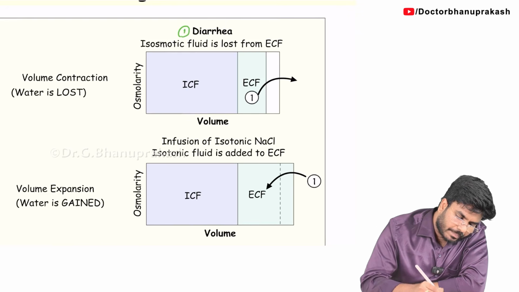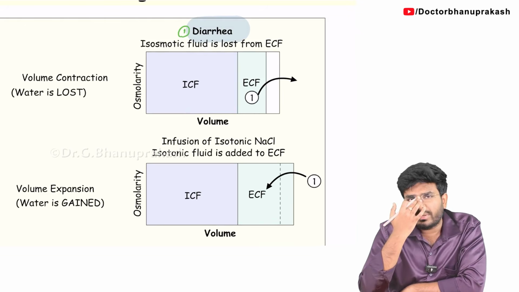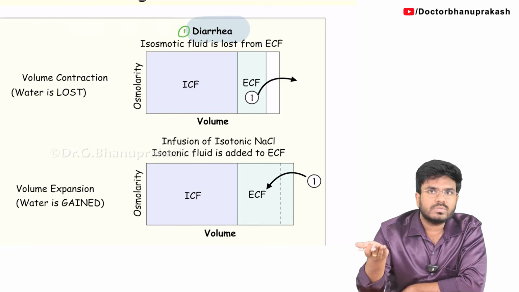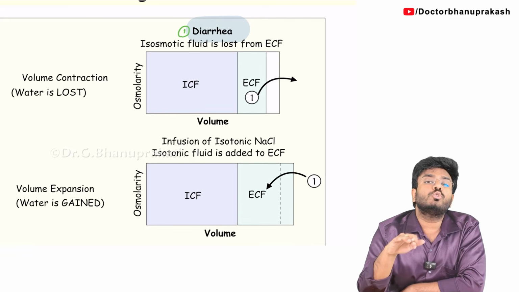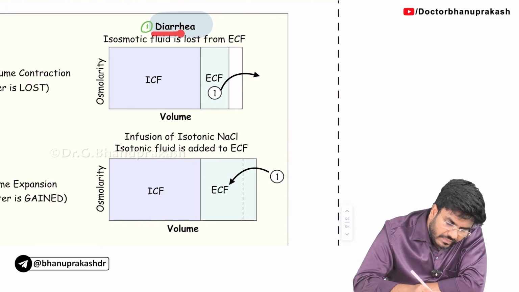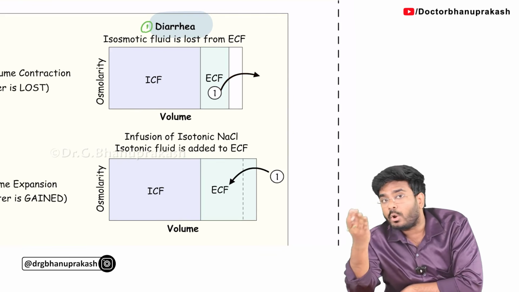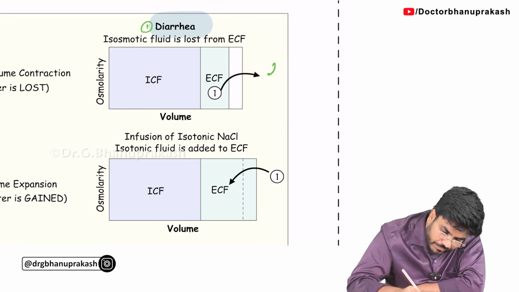First example, number 1: let's say the patient is having diarrhea. Now you tell me, when a patient is having diarrhea, is he going to gain water or lose water? Definitely lose water, sir. So which fluids are easy to lose? Extracellular fluids are easy to lose. So when a patient is suffering with diarrhea, there is loss of fluids. See, from the extracellular fluid, I am showing the arrow outwards. So there is loss of water.